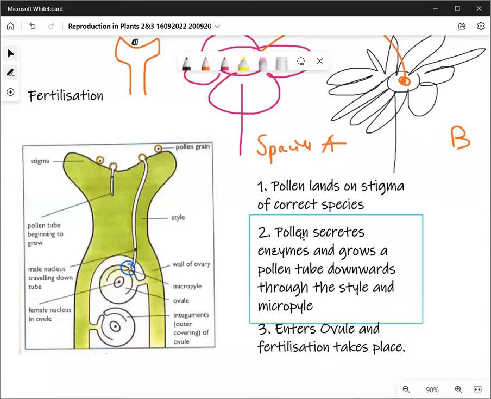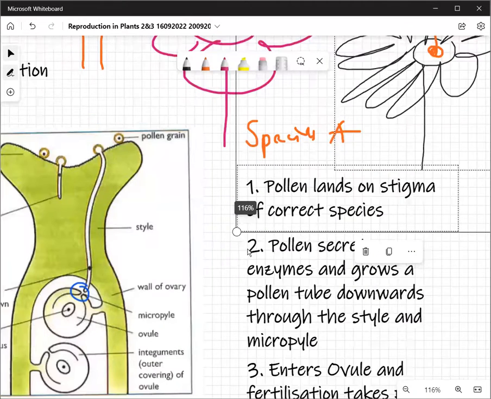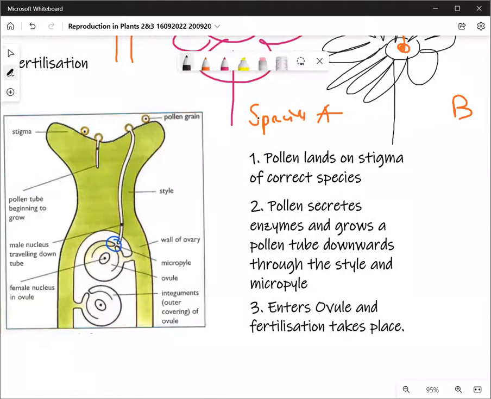No. Now, see, it's not the pollen grain which travels, it's the pollen. You should also know that. The pollen grain lands on the stigma, but the pollen travels downwards, not the grain. The grain is like a coat. Okay.